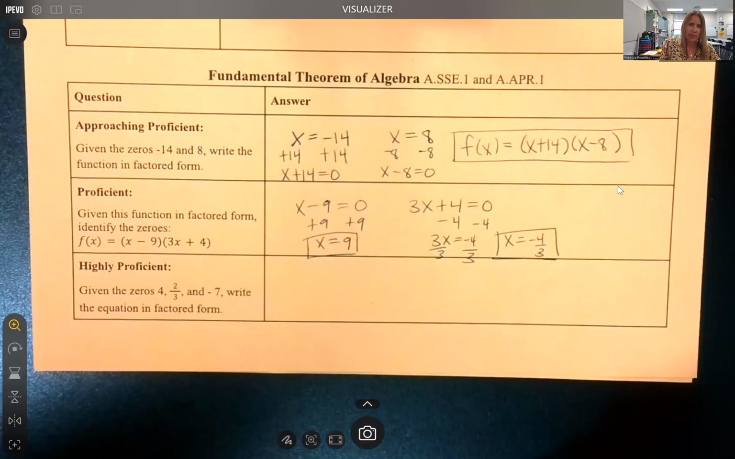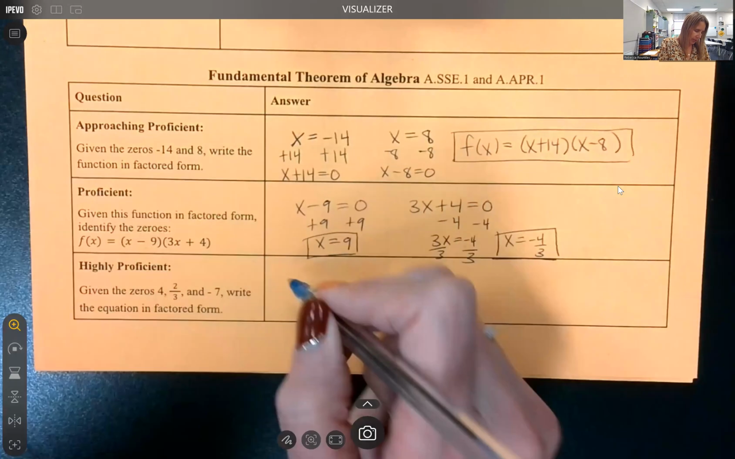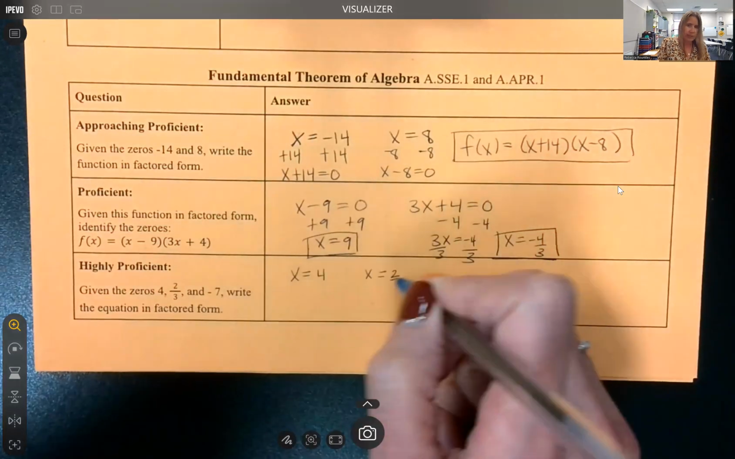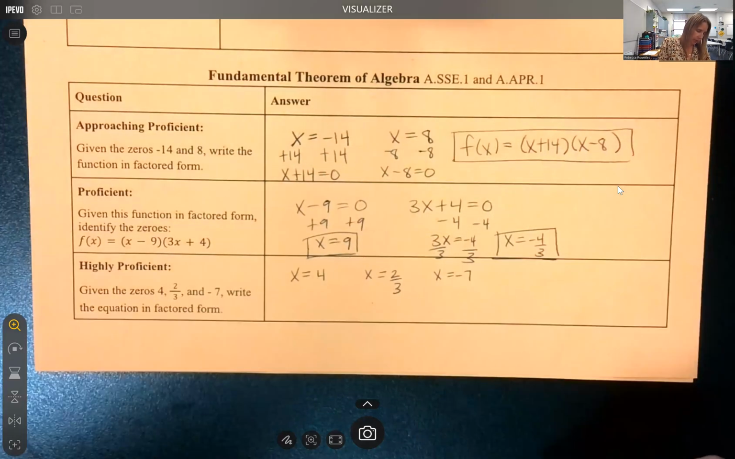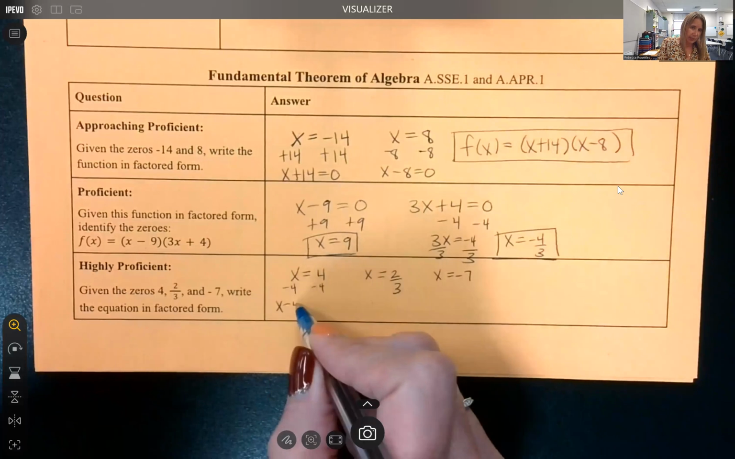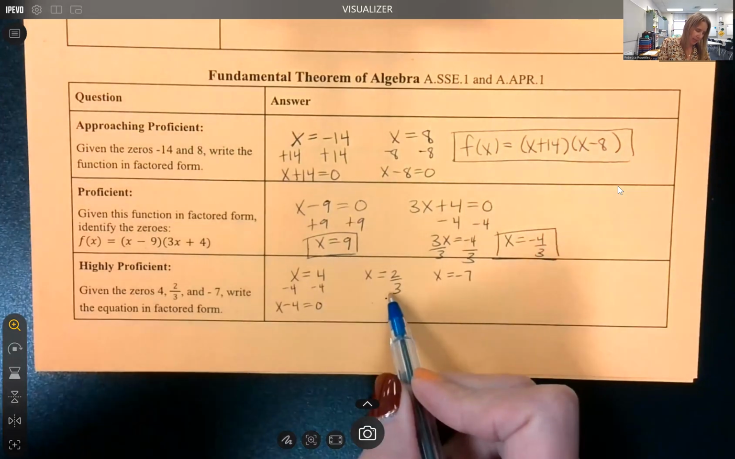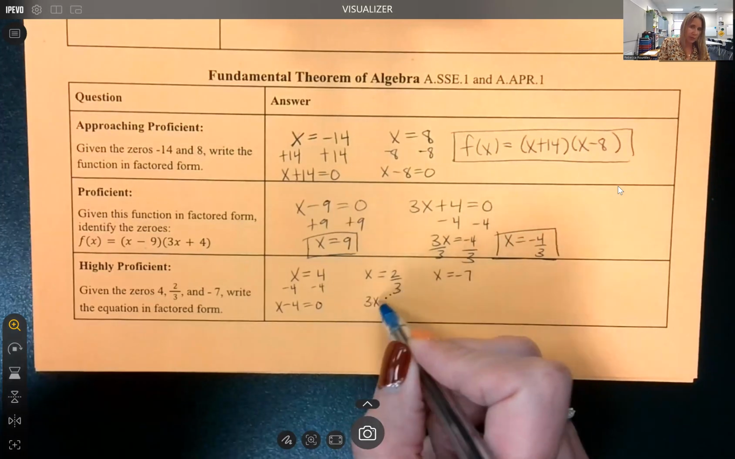Okay, for the last one on highly proficient, we're going to do the same thing that we did on approaching. We're going to write each 0 equal to x. And then we're going to bring it over into factored form. So we're going to subtract the 4 here, and we get x minus 4 equals 0. This one has a couple of steps. We're going to make sure we multiply the 3 times the x before we subtract the 2 to get 0.